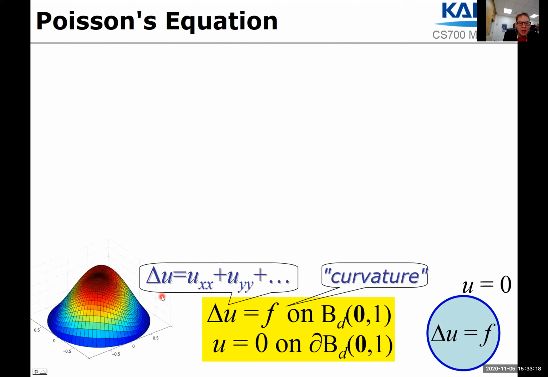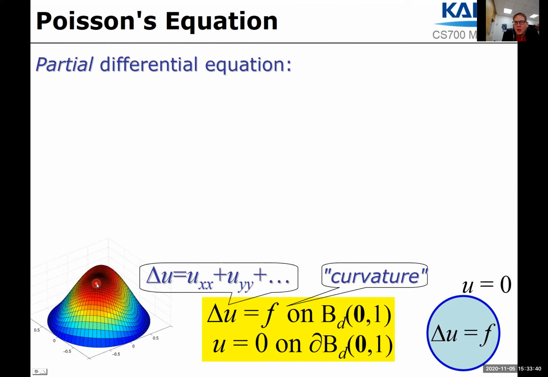Okay, and here you see an example solution. It's defined on the unit disk, and it kind of bulges up here. So in this example, it's a function defined on the unit disk with values on the z-axis, in three dimensions, so that you can imagine it.